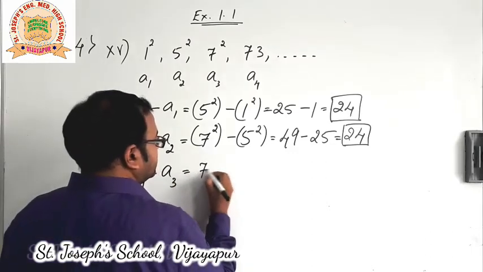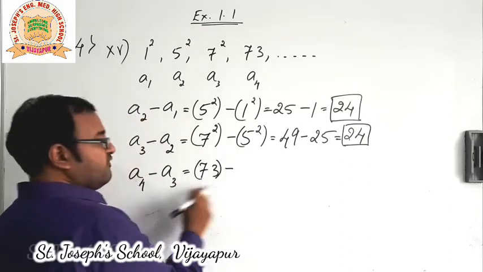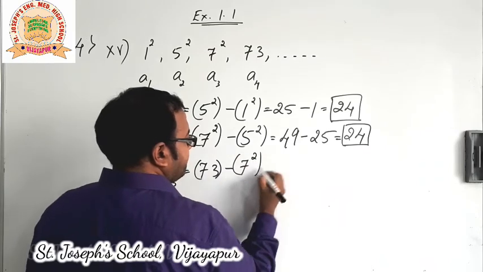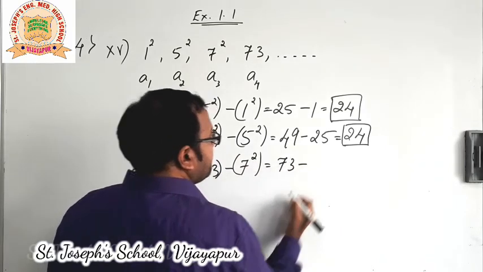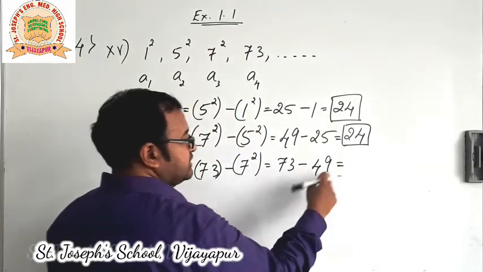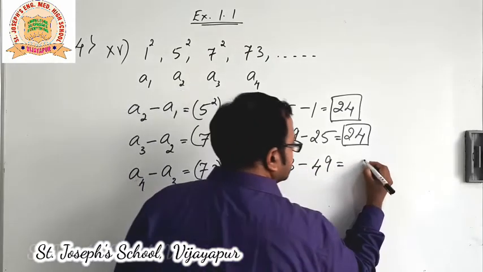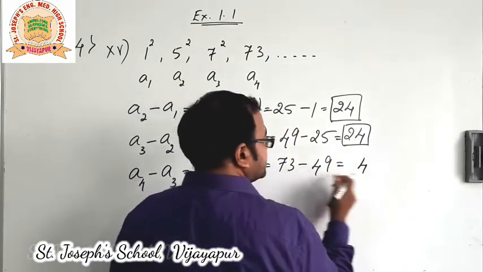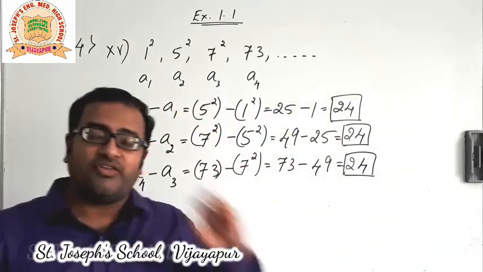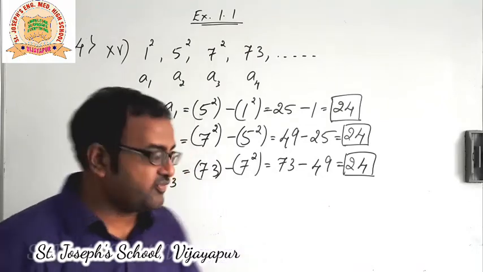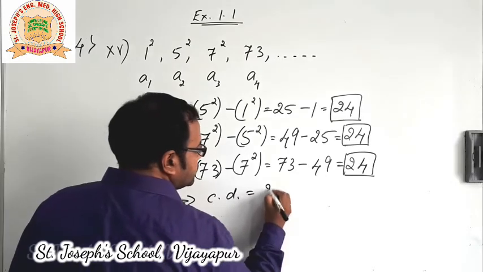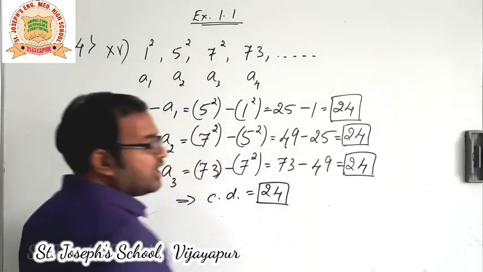So last is 73. That is the A4 value minus the A3 value, which is 7 square, equal to 73 minus 49. 13 minus 9 is 4, 6 minus 4 is 2, so 24. 73 minus 49 is also 24. So finally we can say that there is a common difference. This implies the common difference is equal to 24. Good, we have got the common difference.